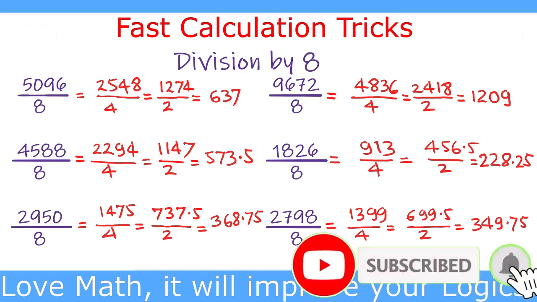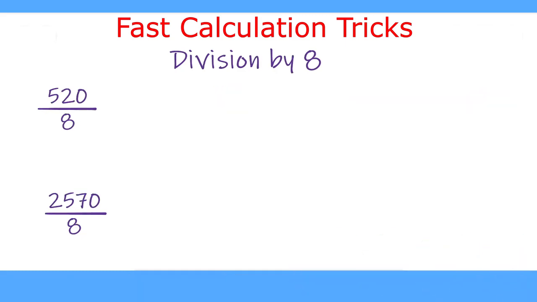Now we learn division by 8 by splitting the number. Our question is 520 divided by 8. We split 520 into the numbers which is close to 520 and divisible by 8. So we can write 520 as 480 plus 40. And we know that 480 when divided by 8 gives us 60 and 40 when divided by 8 gives us 5. So our answer is 65.